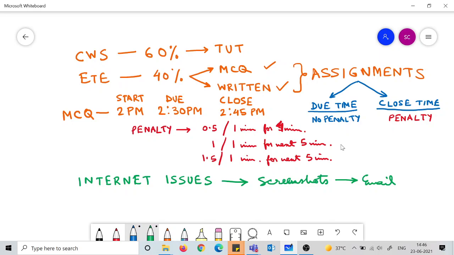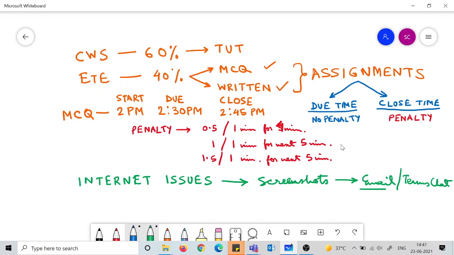So you try to submit. You are trying to submit at 229 or 230 maybe. So you see that your submission is not being taken by the system. So immediately you email, and you can also do it in Teams chat. You can send it in Teams chat also.